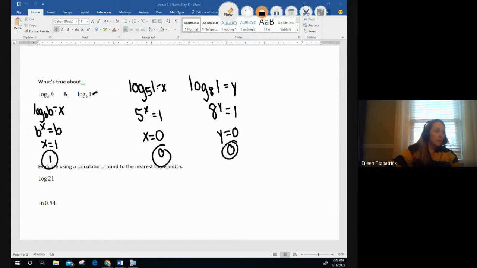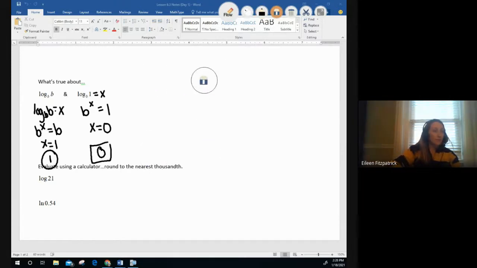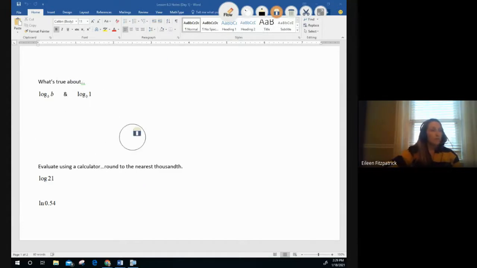And I can change forms again. So base b, x equals 1, I'm going to have x is equal to 0. It's going to evaluate to 0. Okay, and if you forget that, come up with some examples like I just did as well. All right, here it says evaluate using a calculator, round to the nearest thousandths. So I showed you on the calculator, but let me show you again for these two.